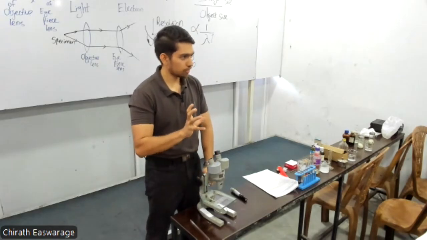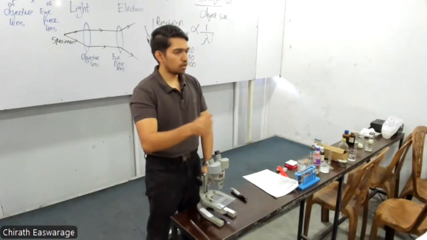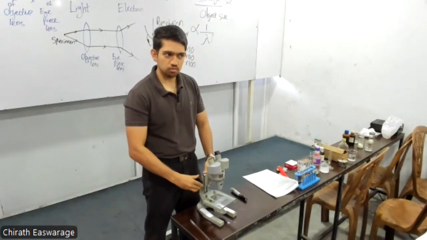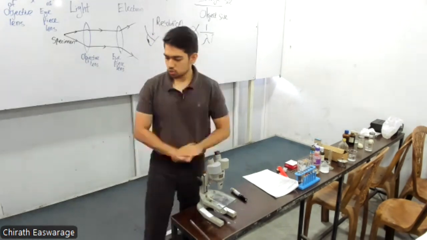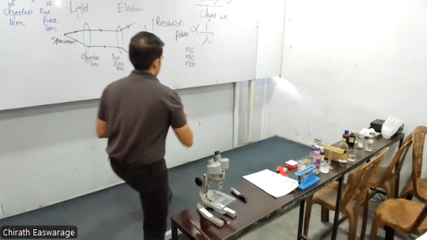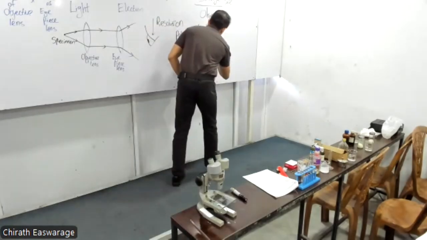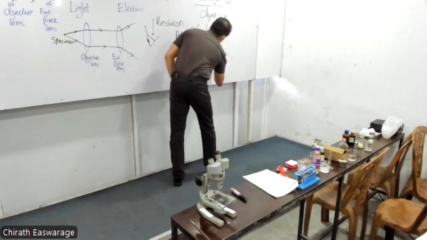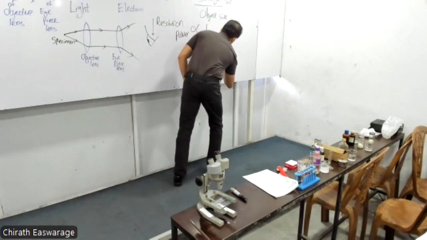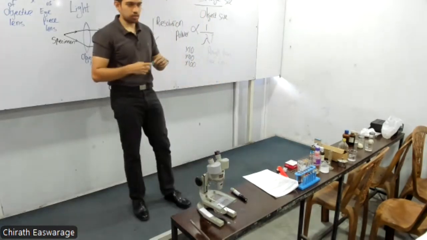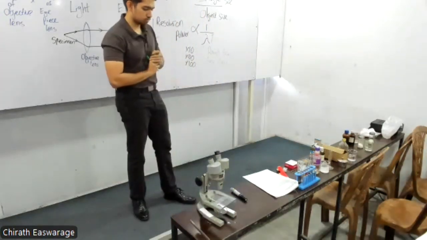Get the image clear. Then what do we have to do? We have to fine tune it, right? Nicely focus so that we can observe very clearly. So two kinds of focusing must be there: rough focus and fine focus. We have to have two types of focus.